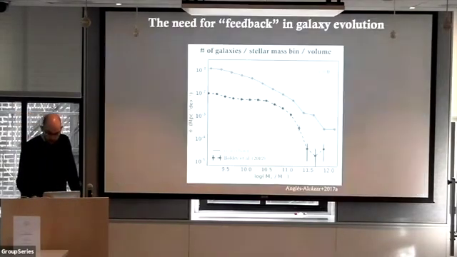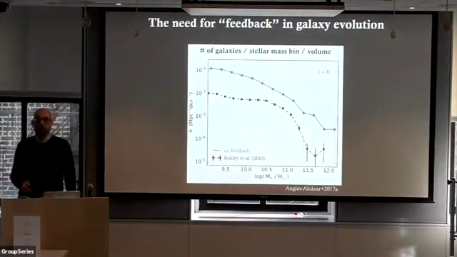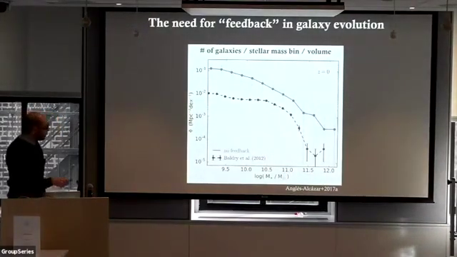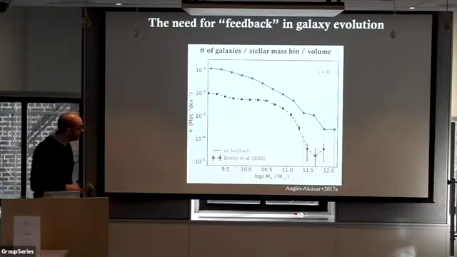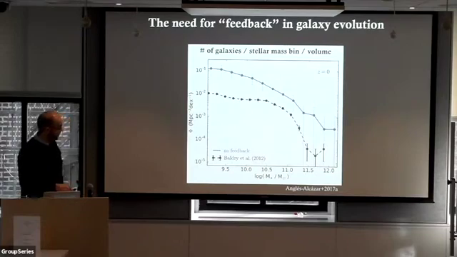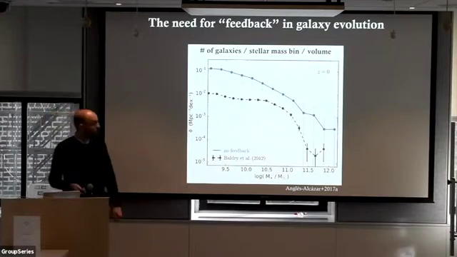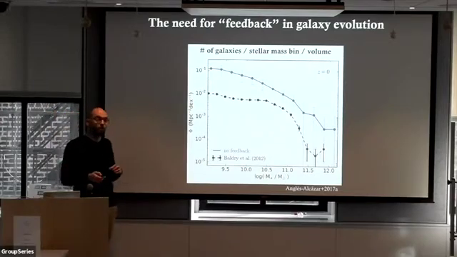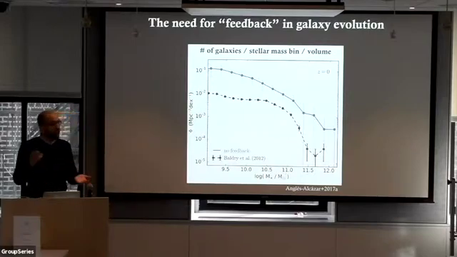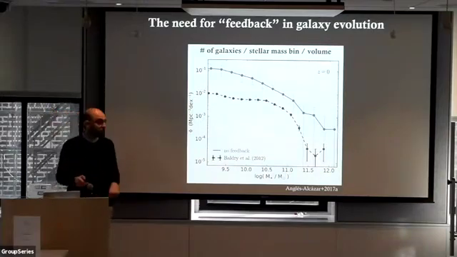So let me first motivate the need for feedback in galaxy evolution. This plot here is showing the stellar mass function for galaxies, which is basically showing the distribution of galaxies in terms of their stellar mass. Here, the black points correspond to observations at redshift 0, this is the present-day galaxy stellar mass function. And then the blue points here correspond to the result that we obtain when we run a very simple cosmological hydrodynamic simulation with a reasonable prescription for how gas gets converted into stars, but with very weak stellar feedback or even no feedback at all.